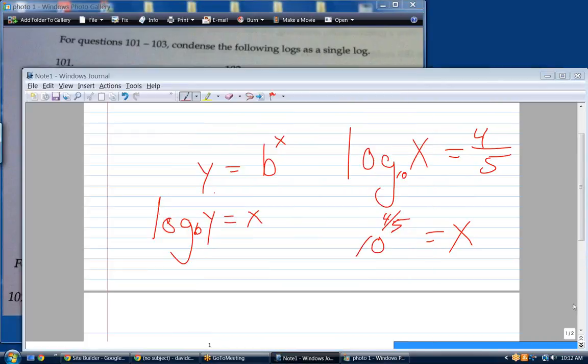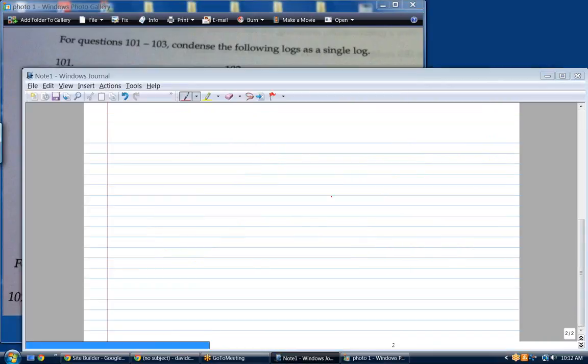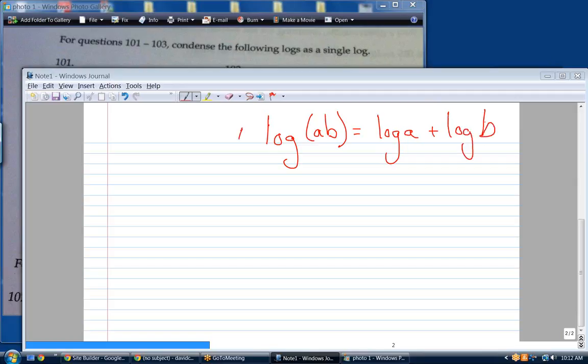With logs, there's 3 rules that are gigantic. I'm going to list them right here. In fact, maybe you can tell me what they are. What is the log of A times B equal to? AB. It equals the log of A plus the log of B. Okay? That's rule number 1.